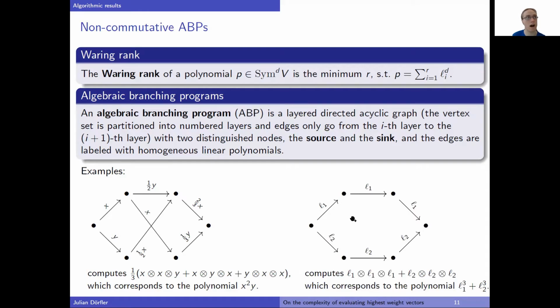A second example that shows why this is a generalization of the Waring rank: let's take a generic point of Waring rank 2. We can now just split up the paths directly and put the linear forms on them and have just separate paths, one for each. And the width of this is always going to be at most the Waring rank. And this now, of course, computes L1 tensor L1 tensor L1 plus L2 tensor L2 tensor L2, which is L1 cubed plus L2 cubed as a polynomial. So this clearly is more general than just the Waring rank. And we will allow evaluation at points with small algebraic branching program sizes here.